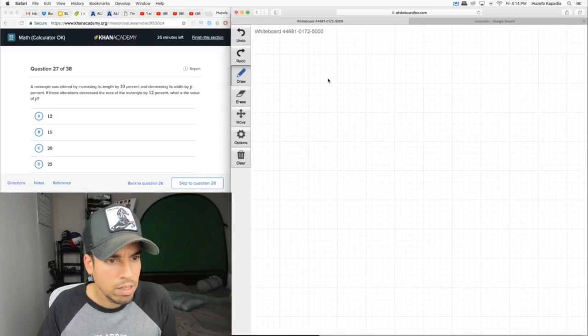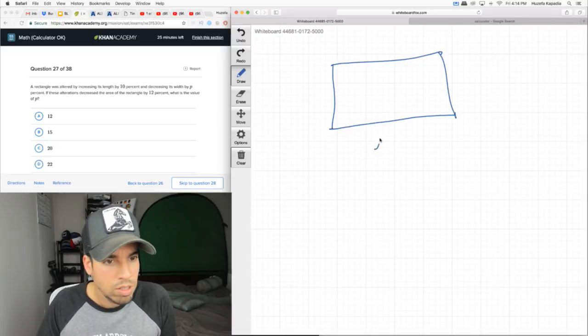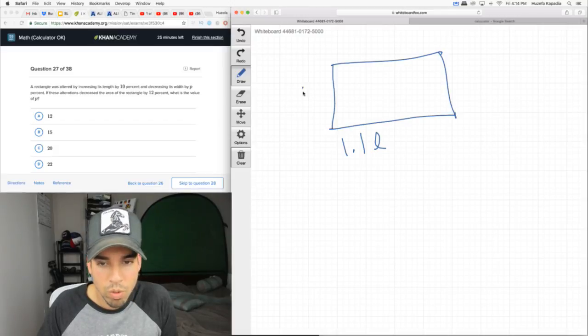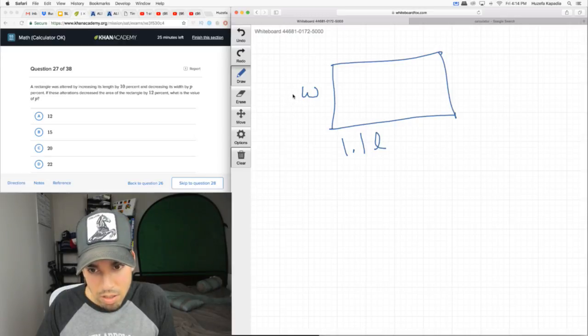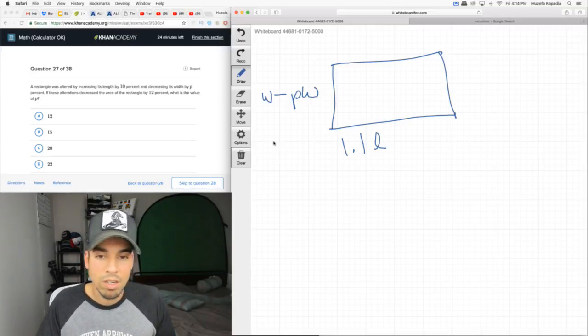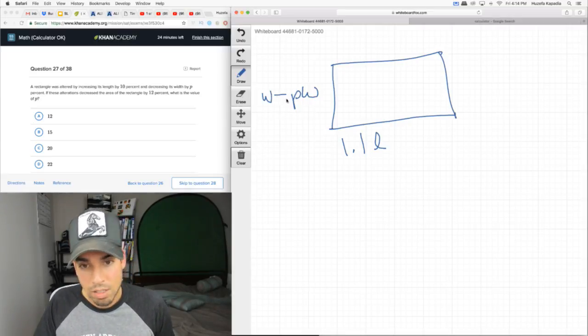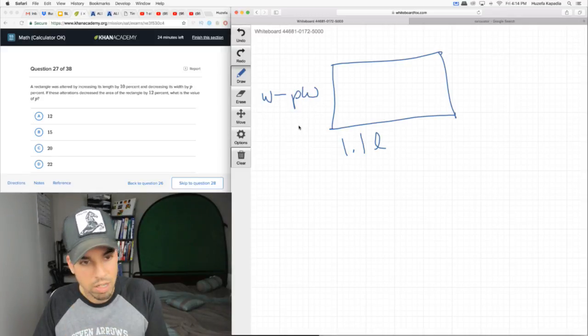All right, a rectangle was altered. Remember I said if it's a rectangle or anything, draw it out. It's a bad rectangle, but by increasing its length by 10%. So increasing by 10% is multiplying by 1.1, and decreasing its width by p%. So it's w minus that. If it was decreasing by 30%, you'd really be taking 70%. So I could say 1 minus p; it's w times (1 minus p). Either way, it's fine.